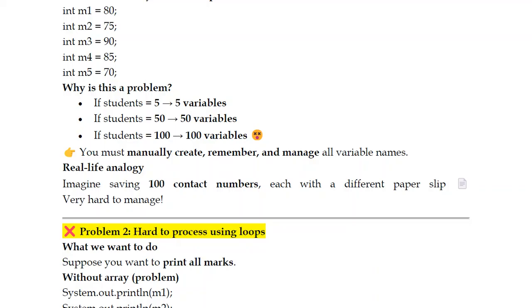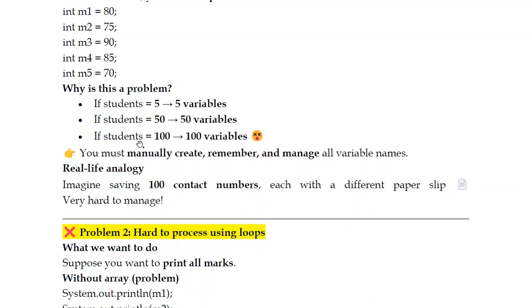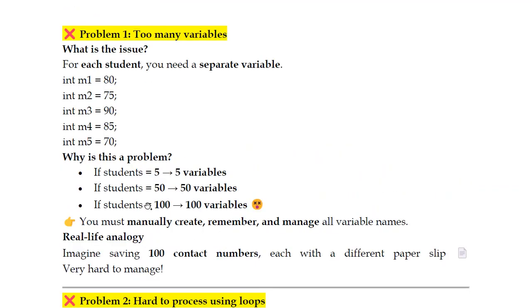Each and every mark of the student, you are typing one by one, m1, m2. If the student strength is 10,000, till 10,000 you are going to type the variables. It's a tedious one. It's not the right method, am I right? You are manually creating, remembering, and managing all the variable names. It's not an easy one. I hope you are clear with this example.